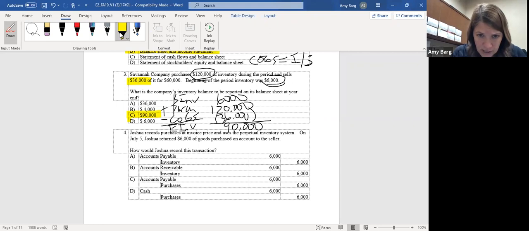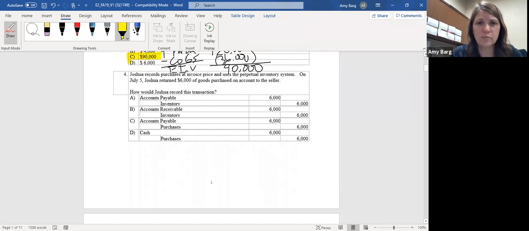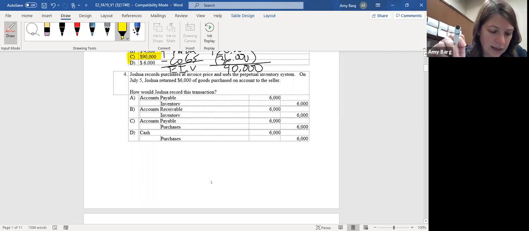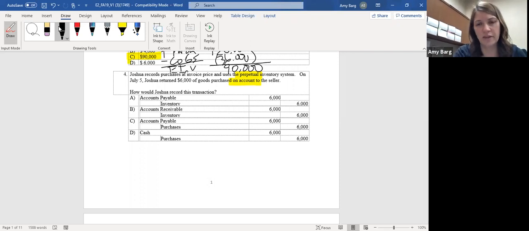Joshua records purchases at inventory price and uses the perpetual inventory system. On July 5th, Joshua returned 6,000 of goods purchased on account to the seller. So it's a perpetual system, and there were purchases that were on account. So the perpetual is important and the on account is important. One thing, this is just a stupid thing that I used to remember. If this doesn't help you, then forget about it, but it helps me.